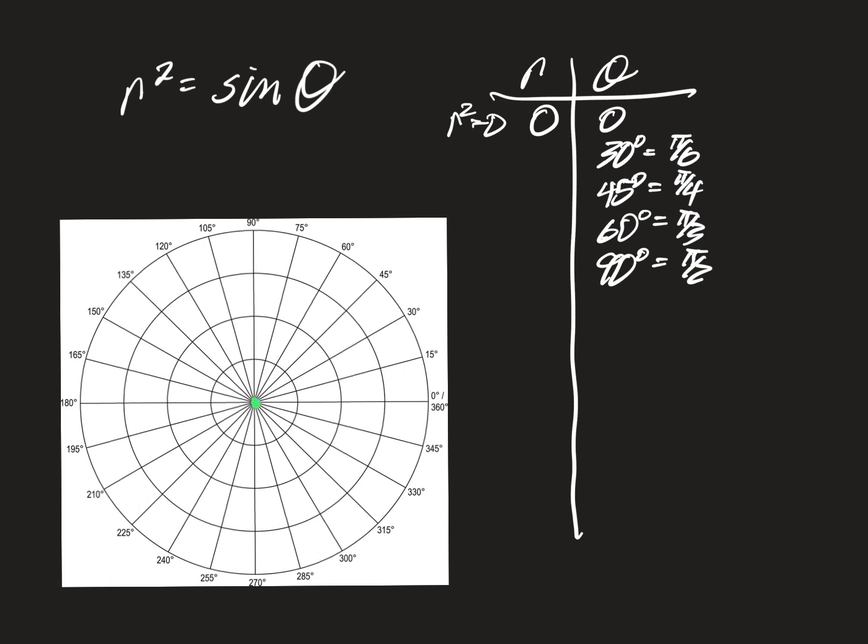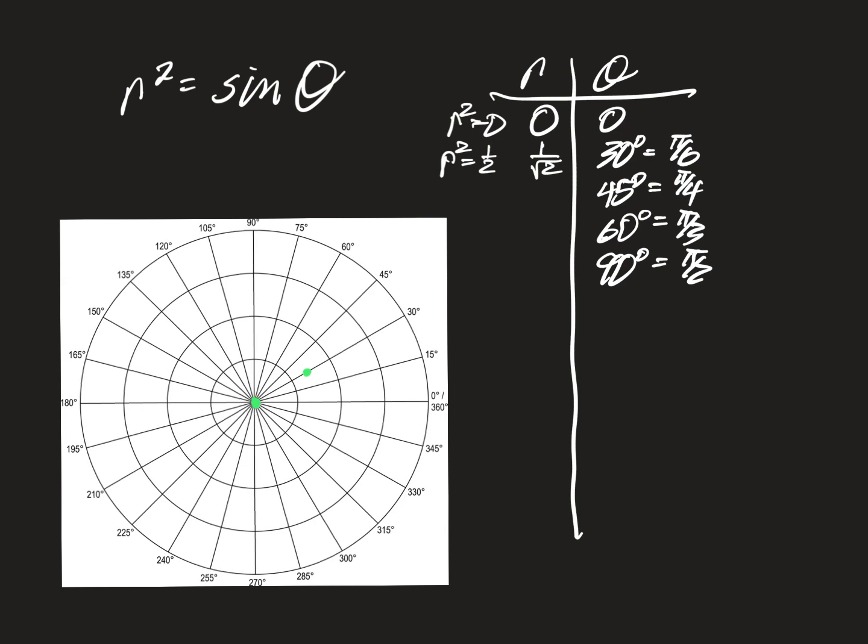All right? And then we go to the next one, pi over 6. So the sine of pi over 6 is 1/2. So we have r squared equals 1/2. So r equals the square root of 1/2, which is 1 over the square root of 2, or it's square root of 2 over 2. In either case, that's about 1.4. So on 30 degrees, we go out 1.4. Okay?